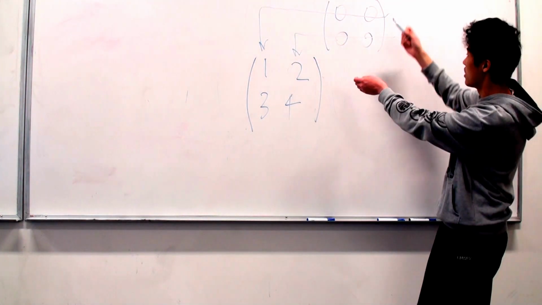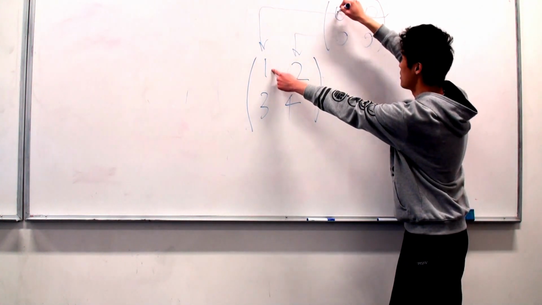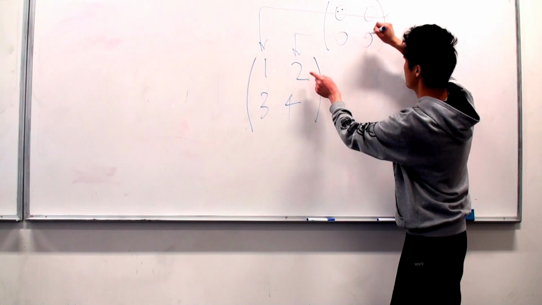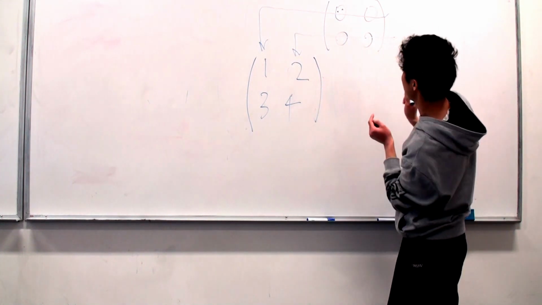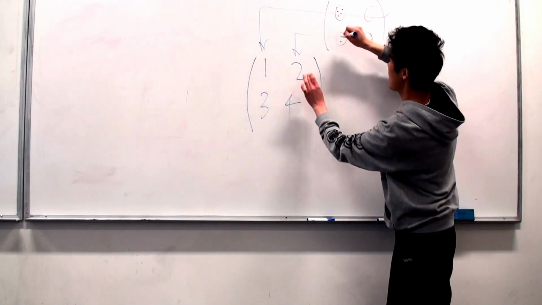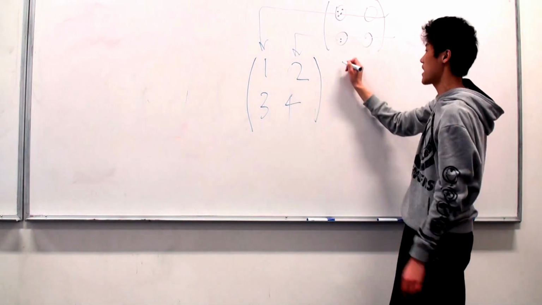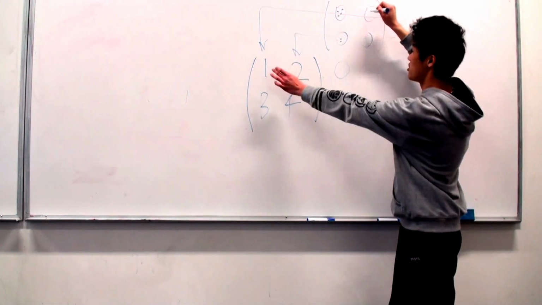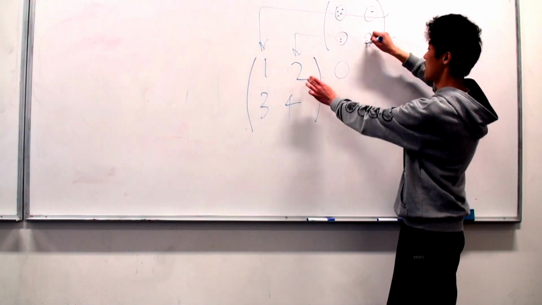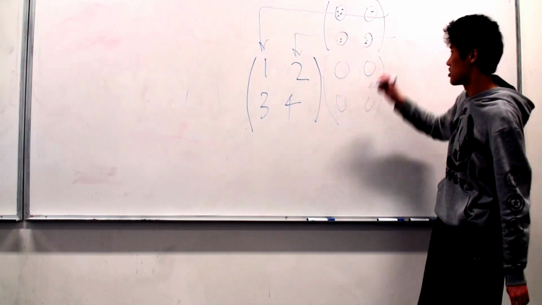And how do we do it? We just get the first element and times it. 1 times 0 is 0, and you just add it. So you add these things. 0 times 1 is 0, 0 times 2 is 0, so you just add it, 0. And so on. 0 times 1 is 0, 0 times 2 is 0, add it, 0. And so 0, 0, 0, 0. So this is what you do.